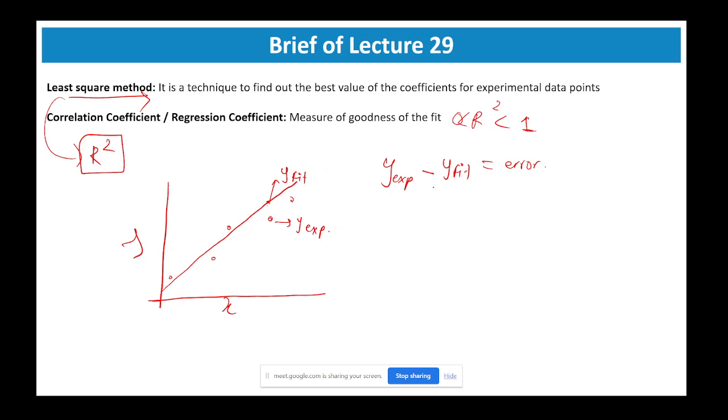So now for a better fit, how can you say that this line fits or not? For that you need to have as low an error as possible, and this applies to every data point. So you need to have minimum error, and also you need to have cumulative error, because it applies at every data point. So the cumulative error should be minimum.